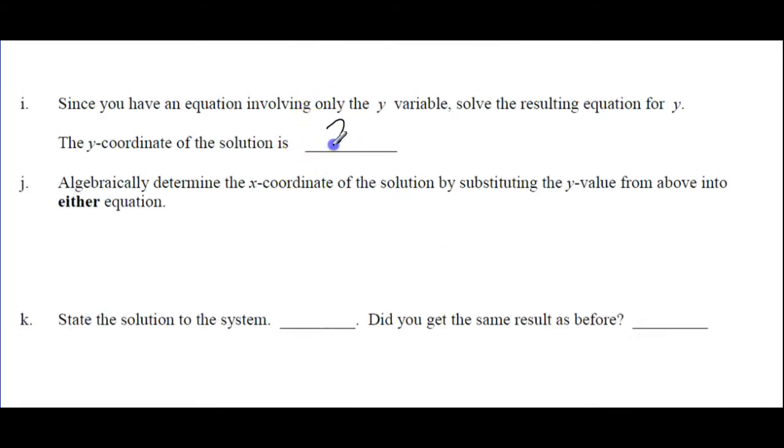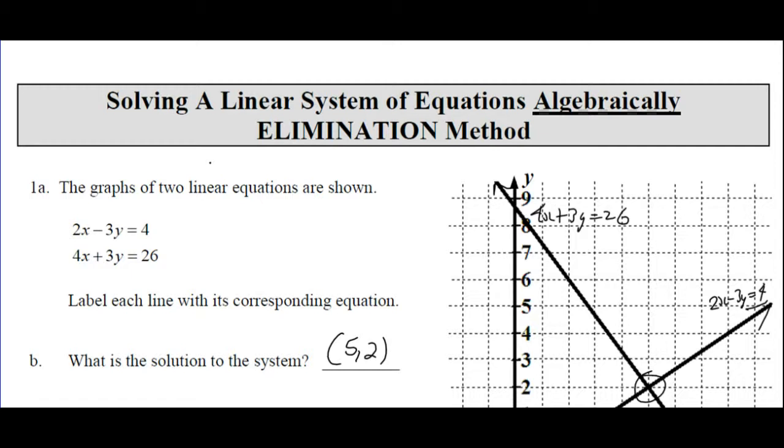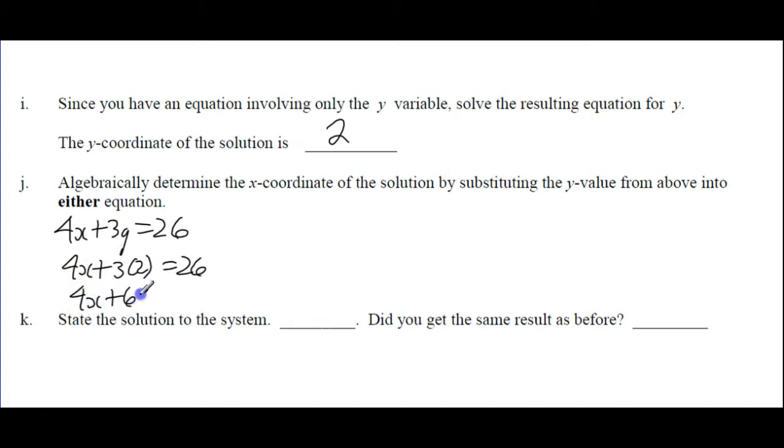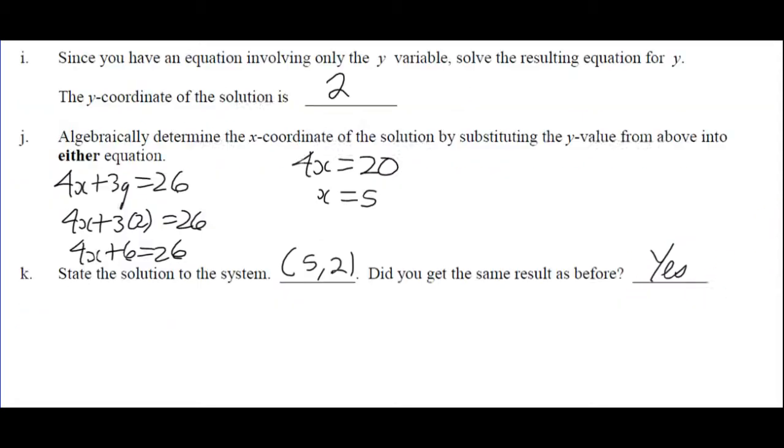Alright, and we've done this, and we've done that, and if you determine the x-coordinate by substituting into either, well, let's go with 4x plus 3y equals 26. 4x plus 3 times 2 is 26. 4x plus 6 is 26. 4x is 20, and x is 5, and the solution is 5, 2, and yes, we did get the same result.